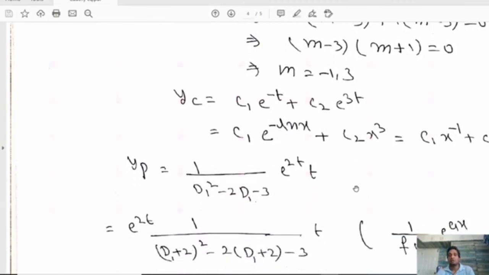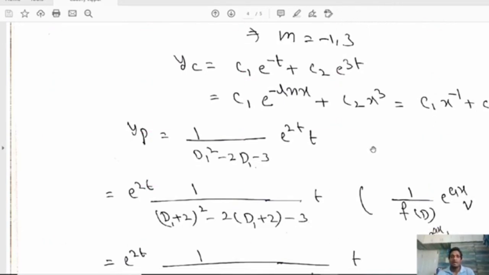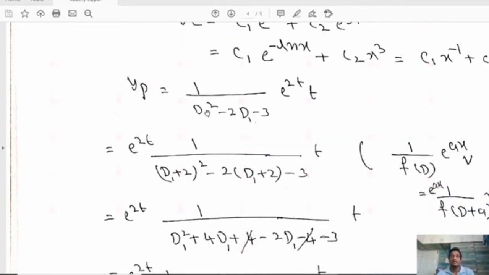Remember, again we have to change these t values into x. So c1 e power minus ln x, c2 e power 3t. e power t means x, so e power 3t means x cube. e power minus ln x means x power minus 1. So c2 x cube. So yp will be 1 by D1 square minus 2D1 minus 3, e power 2t into t.